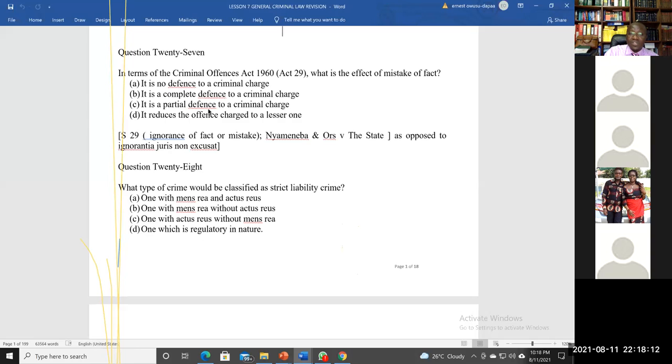Okay, Solomon, Aaron Tosin, Foley and the Republic. Foley, okay. Options: it's a complete defense to a criminal charge; it's a partial defense to a criminal charge; it reduces the offense charged to a lesser one. No, I think what we read in section 29 is quite obvious: a person shall not be charged for an act which by reason of ignorance or mistake of fact in good faith the person believes to be lawful, meaning that it is a complete defense, isn't it? It is an absolute defense to a criminal charge, as it were.